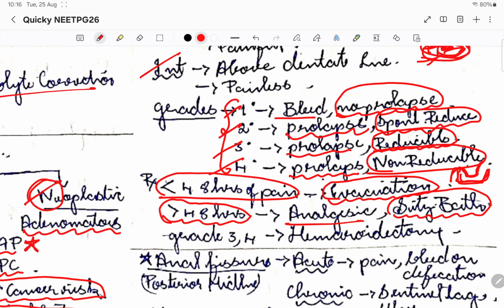Okay, then grade 3 and 4, this is for grade 1 and 2, whereas grade 3 and 4, as it is prolapsing and reducibility is very difficult, here we are going for hemorrhoidectomy. So based on the grading is how we do the management. Hemorrhoidectomy is what we do.